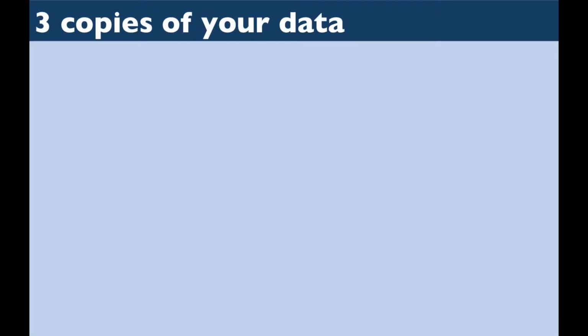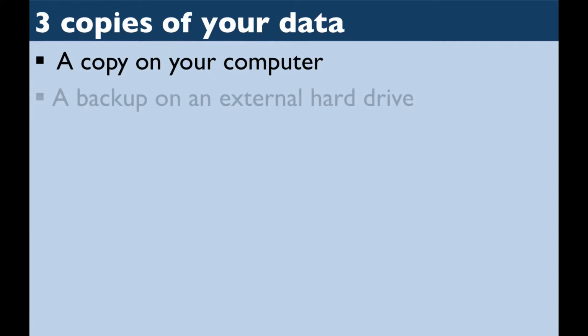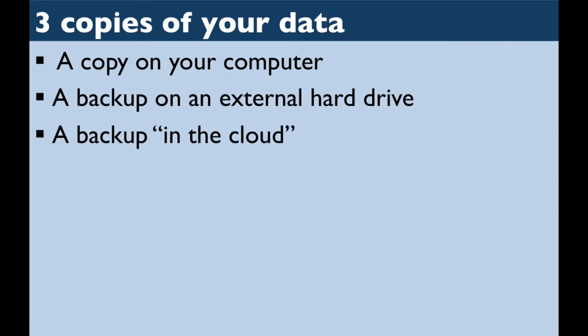Here's the simple solution. For that data that you care about, think of your music, your photos, your schoolwork, your tax documents, your emails. Everybody needs to have 3 copies of that data. 1 copy on your computer, 1 copy on a local external drive, and 1 copy in the cloud. Let's see how each of these work.